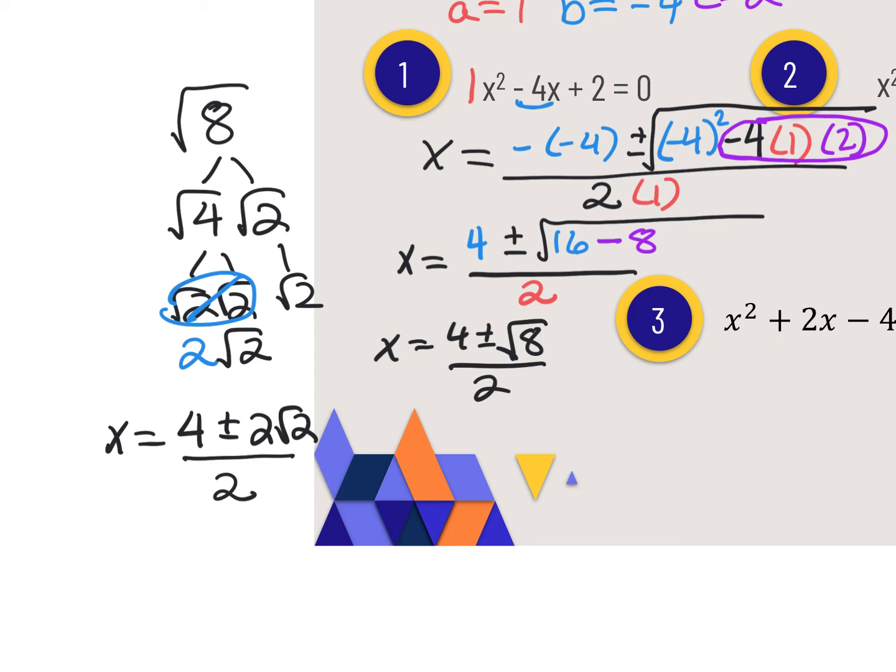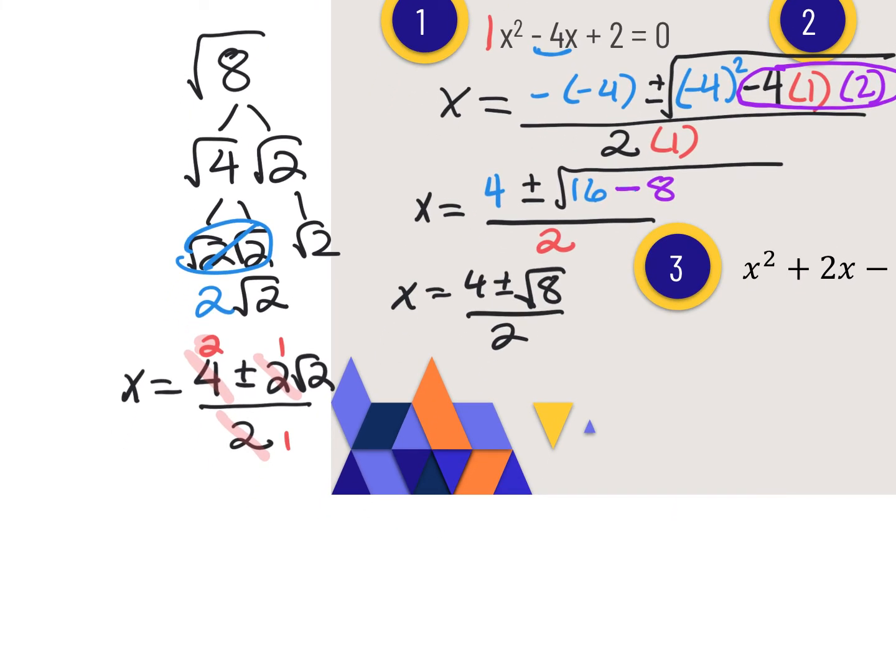Now I can simplify the fraction. This 2 that's in the denominator here needs to be able to divide into both of the numbers that are outside a square root evenly. If it doesn't, we can't simplify anything. So I can divide everything by 2. This becomes a 2, this becomes a 1, and this becomes a 1. So now in simplest radical form, the answer is 2 plus or minus the square root of 2.